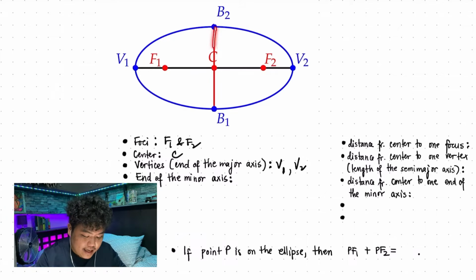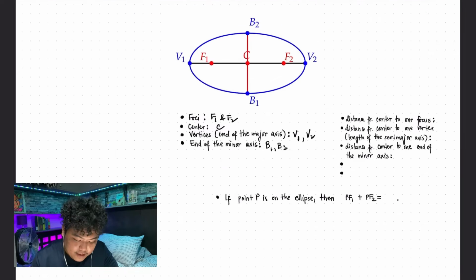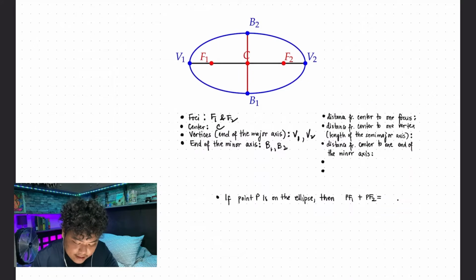And this is the minor axis. It is an axis whose endpoints are on the ellipse, passing through the center and perpendicular to the major axis. We call its endpoints the ends of the minor axis. So B1 and B2 are the endpoints of the minor axis. These are the notations we will use.